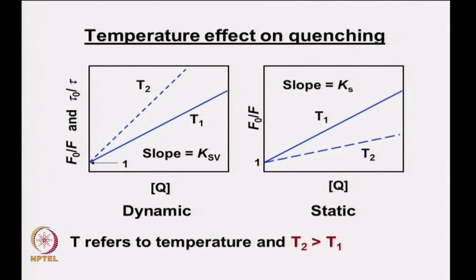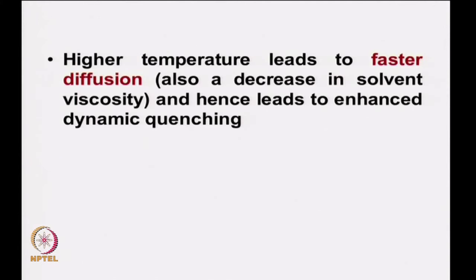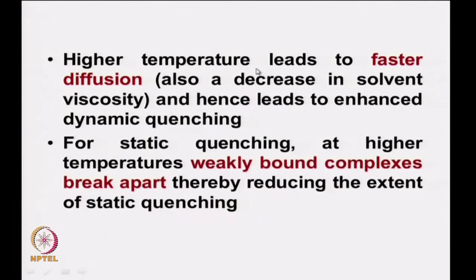So, this is also another way: by looking at the temperature difference you can figure out which one is dynamic and which one is static. As we just discussed, higher temperature leads to faster diffusion. Remember, higher temperature also brings about a decrease in the solvent viscosity, and hence leads to enhanced dynamic quenching. For static quenching at higher temperatures, weakly bound complexes, which these static quenching complexes are, break apart, thereby reducing the extent of static quenching. So, now you have two ways of looking at it: one is by measuring lifetime changes, and the other is by measuring the temperature dependence.